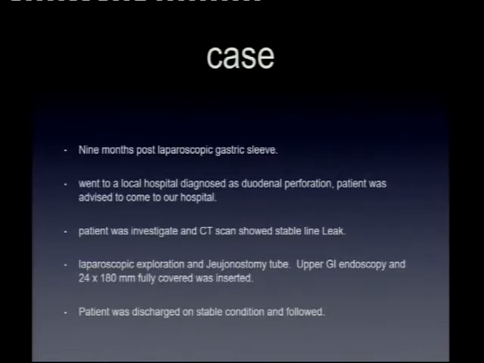During the exploration, there was a collection at the gastroesophageal junction. It was drained, and another drain was left there. We decided to do a jejunostomy feeding tube for post-operative nutrition. Then after the procedure, the patient went to endoscopy and a covered stent was inserted. A few days post-op, the patient started to tolerate orally, continued on the jejunostomy feeding tube, and was discharged home in good condition.